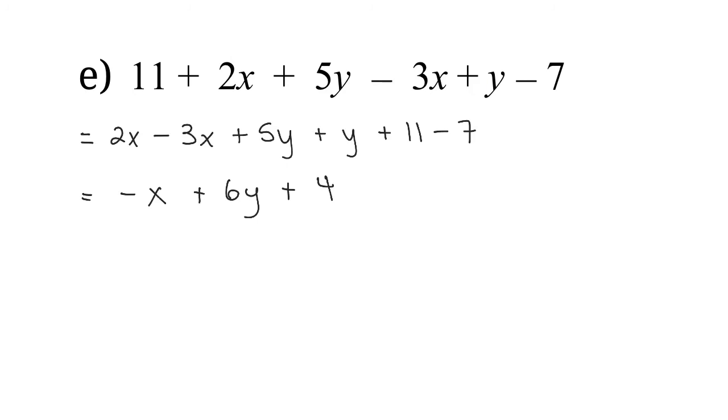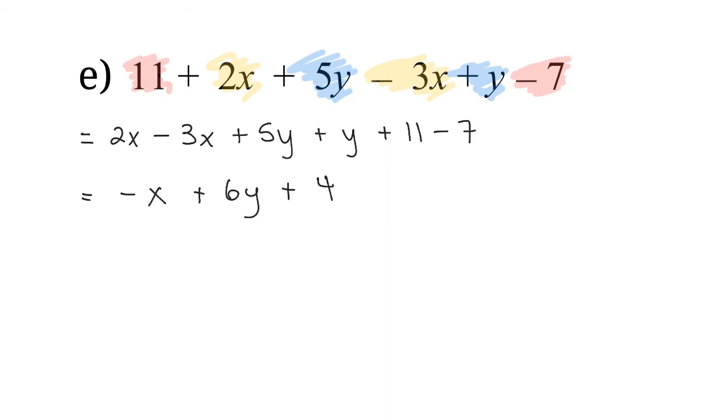For question E, your answer should be negative x plus 6y plus 4. So with collecting like terms here, you've got a couple of different sets. You've got terms that have x's. So you've got a positive 2x and a negative 3x. You have terms that have y's. So you've got a 5y and a positive y. And then you have terms that are just plain numbers. So you have 11 and a negative or minus 7.